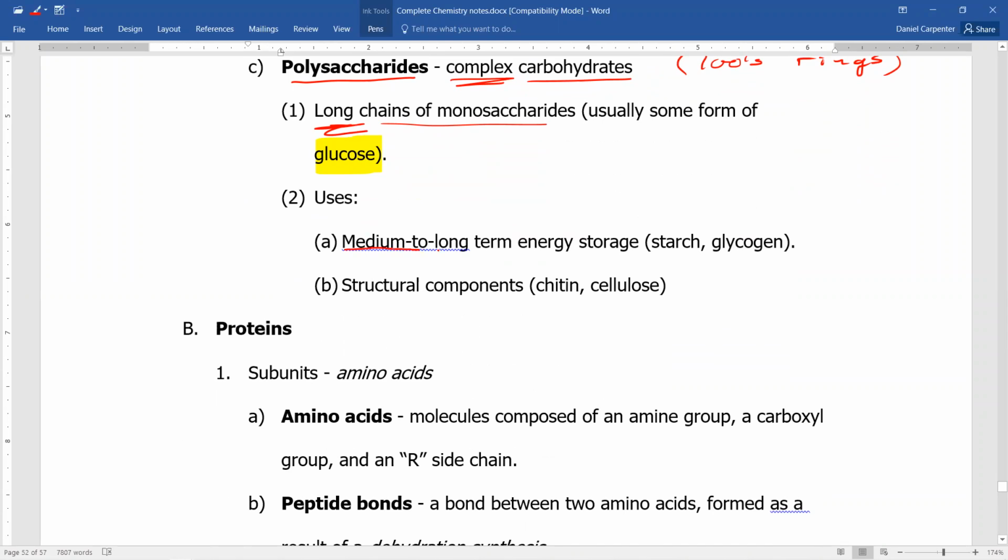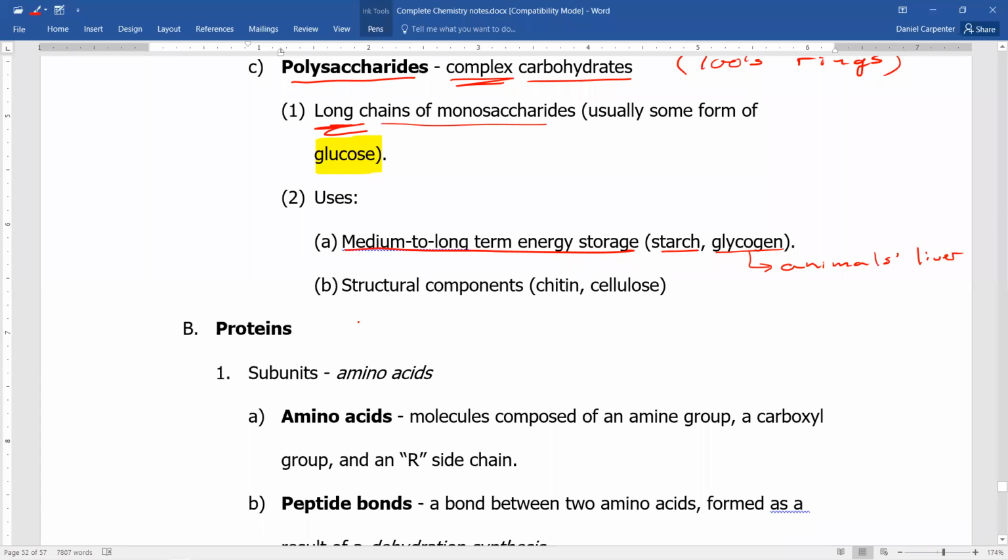Okay, these are used for medium to long-term energy storage. By long-term, we could be talking months to, in some cases, years. Starch, that's the kind of starch that's in starchy foods. It is the starch of starchy foods. Glycogen is sometimes called animal starch. This is how mammals and probably other animals store energy in the liver with glycogen.